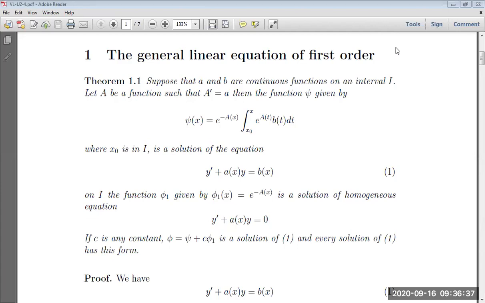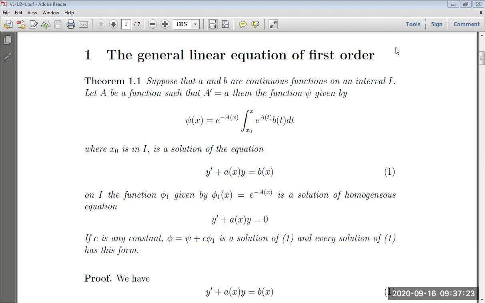So in previous lectures, we have proved the existence of solution of the linear equation of first order, y dash plus a into y is equal to b, where a and b are constants. Now in this article, the general linear equation of first order, we consider the most general linear equation of first order.